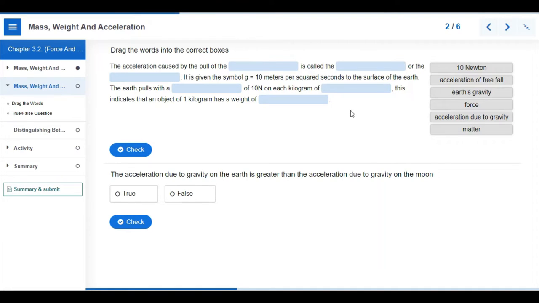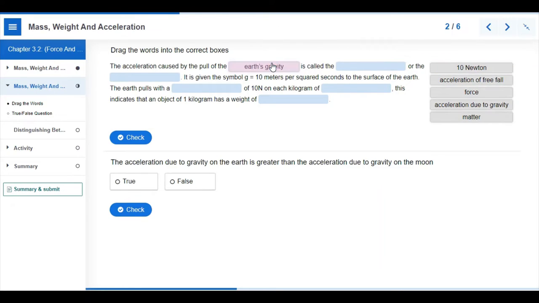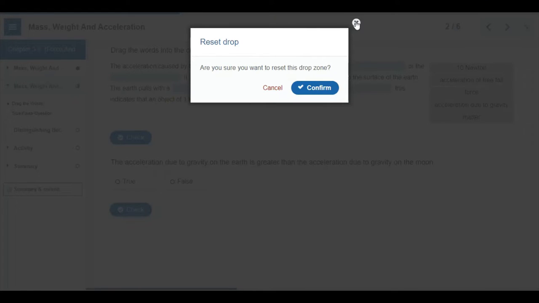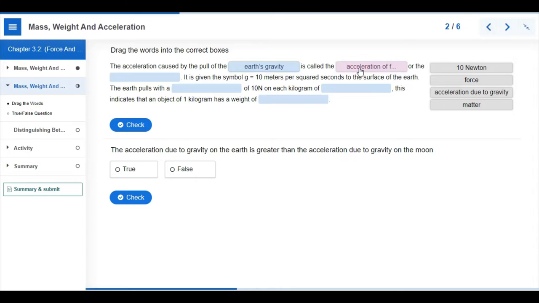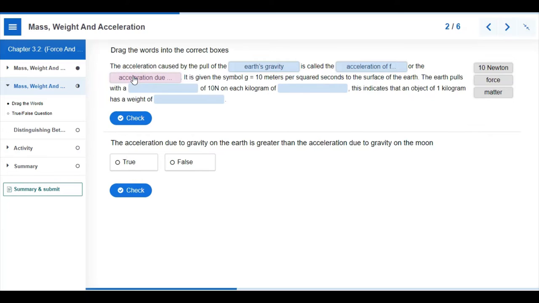We drag the words into the boxes. The acceleration caused by the pull of the Earth's gravity is called the acceleration of free fall, or the acceleration due to gravity. They both mean the same. It is given the symbol G, 10 meters per second squared, on the surface of the Earth.